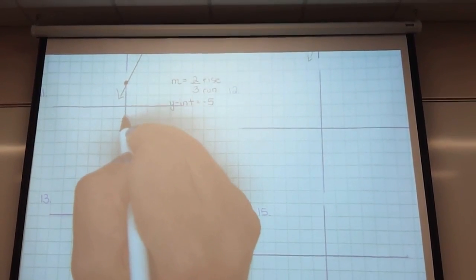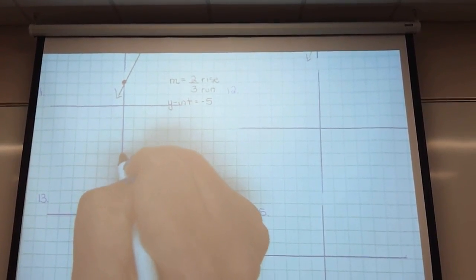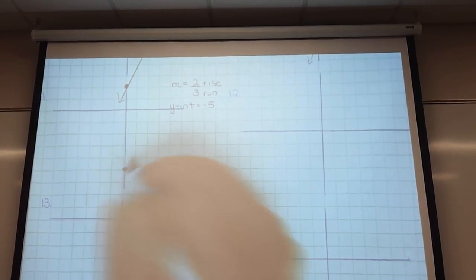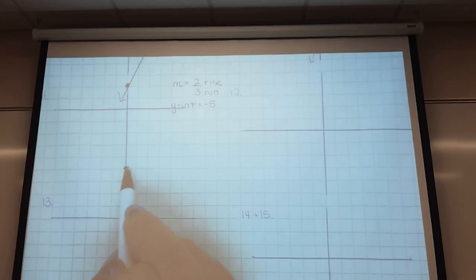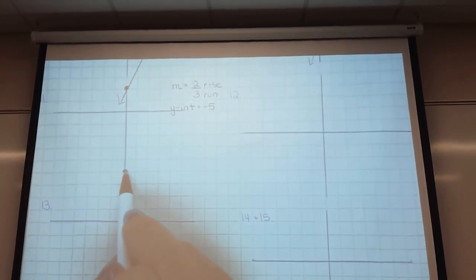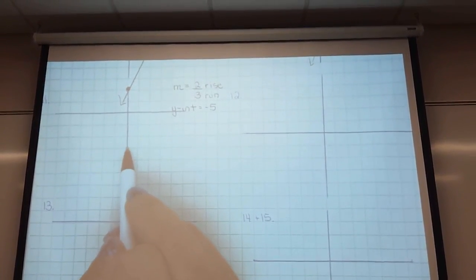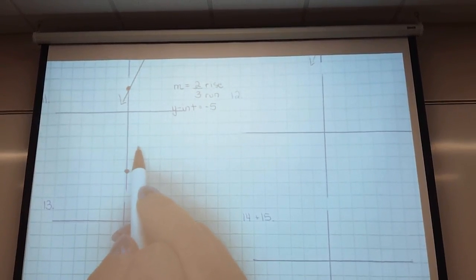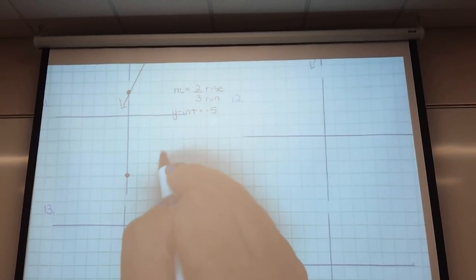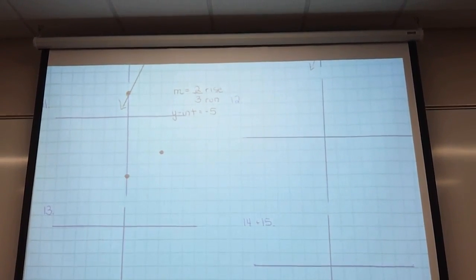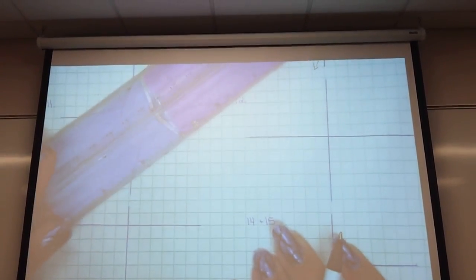So I need to go down 5, put a dot. And then what does the slope tell you to do from this point? Up 2. And run 3. Run for your life. Once you have those two, connect them up.